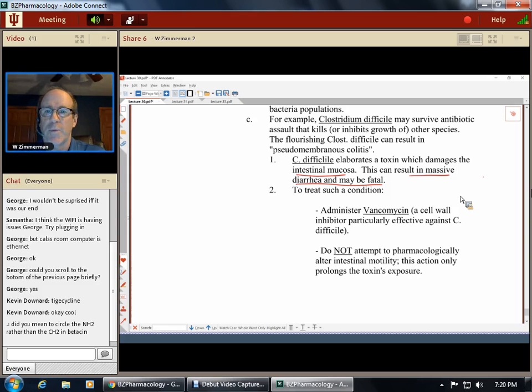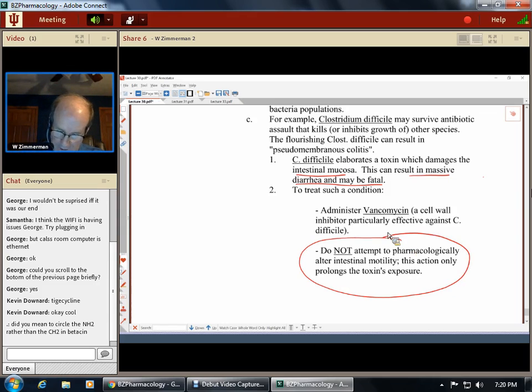Vancomycin has become one of the best ways to treat Clostridium overgrowth. There are other drugs that can be used, but don't try to slow down the intestinal motility. No loperamide. It may very well be that the patient had some diarrhea, so they tried loperamide, but that just held the toxin in there. And just because you get diarrhea while you're on an antibiotic, it doesn't mean it's Clostridium.